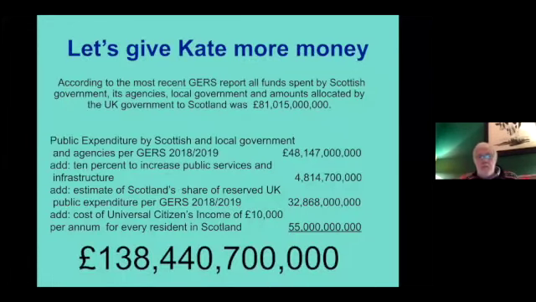According to GERS, the total spending in or allocated to Scotland by all forms of government in the UK is £81,015,000,000. But AGFRR allows us to substantially increase this by adding 10% to current Scottish Government spending plus £55 billion to provide an annual universal citizens' income of £10,000 for every Scottish resident. That gives a total spend of £138,440,700,000.